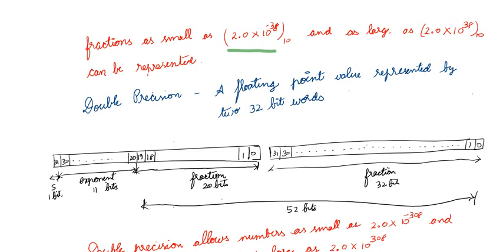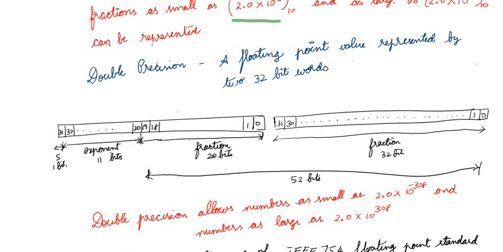And what about double precision? In double precision, we are using two 32-bit words. You can see here I am using two 32-bit words, this is 0 to 31, 0 to 31. So each 32 bits I name as a word. So I have two words.